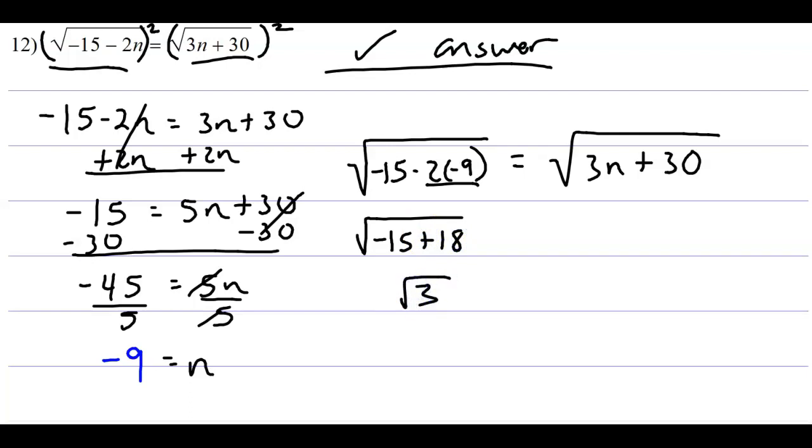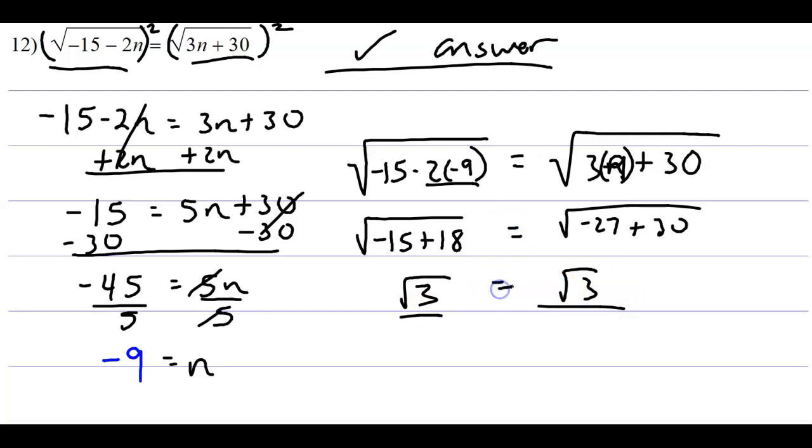On this side over here, if we plug in our negative 9 also, we have negative 27 plus 30. If we combine those, we also get a positive 3. So neither one of these are imaginary, and we end up with a true statement. Radical 3 does equal radical 3. So long as you have a true statement and no imaginary solutions, then it's a good answer. And so this is actually a good answer.